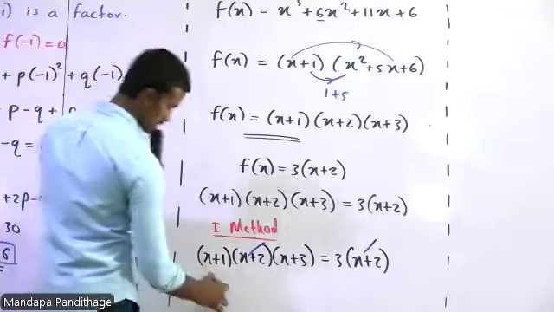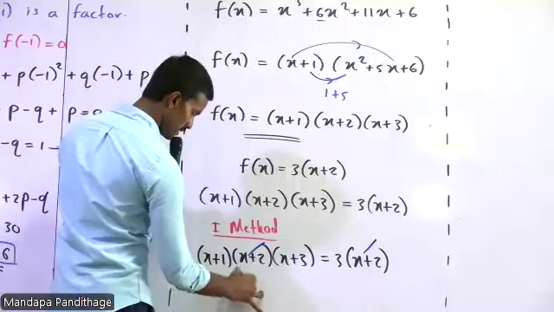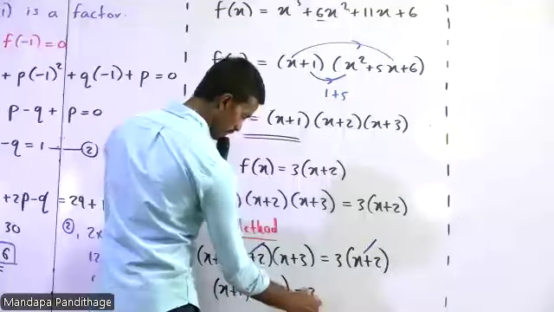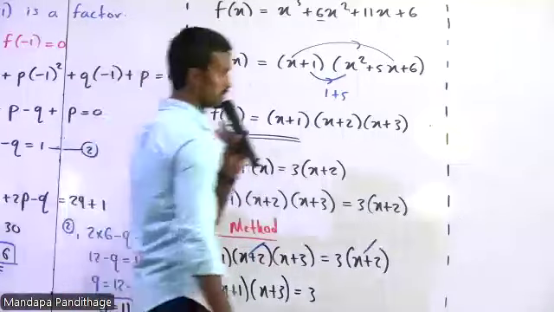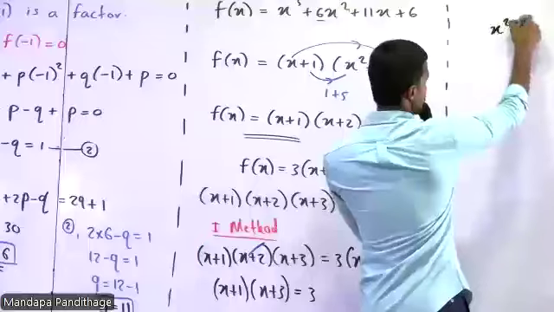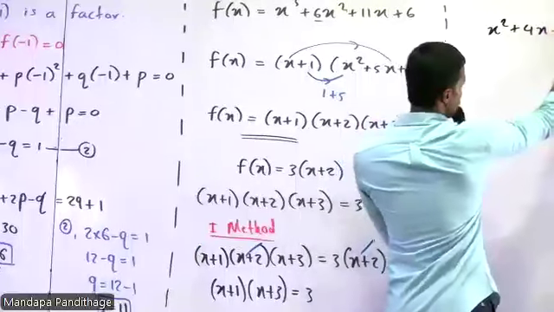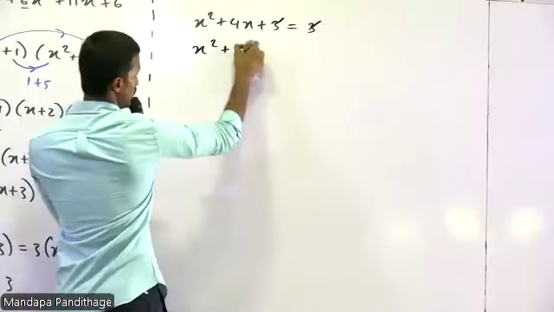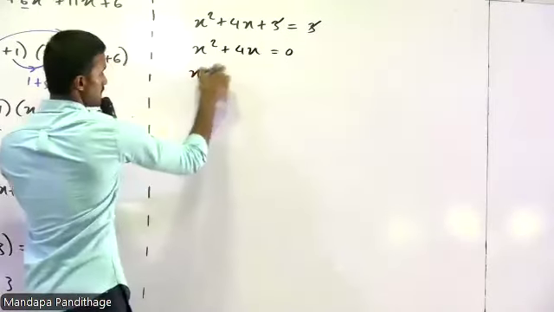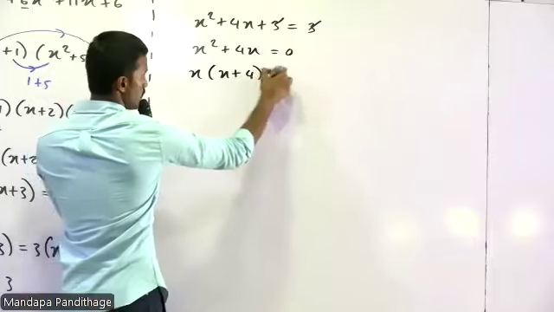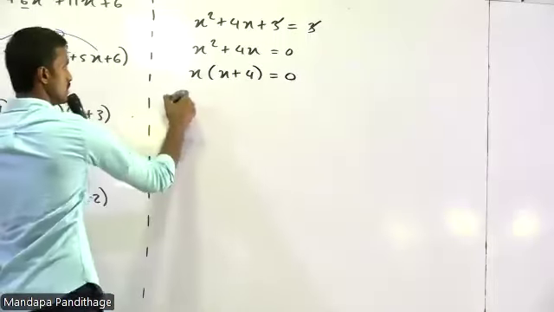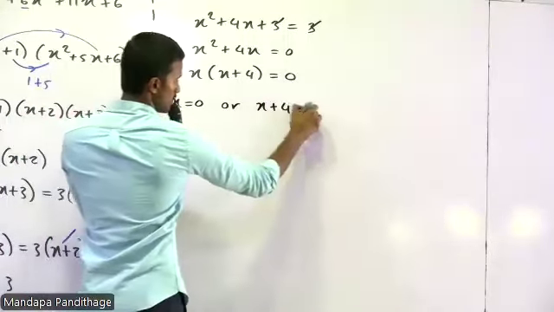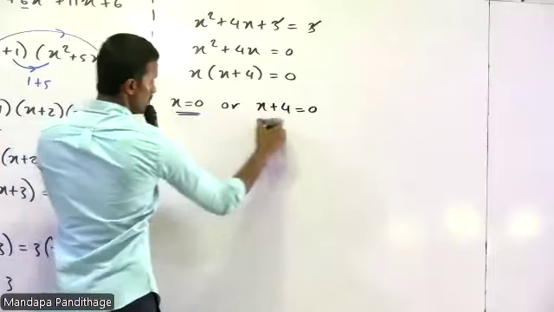Then you get x plus 1, x plus 3 is equal to 3. When you simplify the left hand side, it's x squared plus 4x plus 3 is equal to 3. Again 3 cancels off, and if you take x out, it's x into x plus 4 equals 0. If a product is equal to 0, you can say x is equal to 0 or x plus 4 is equal to 0.